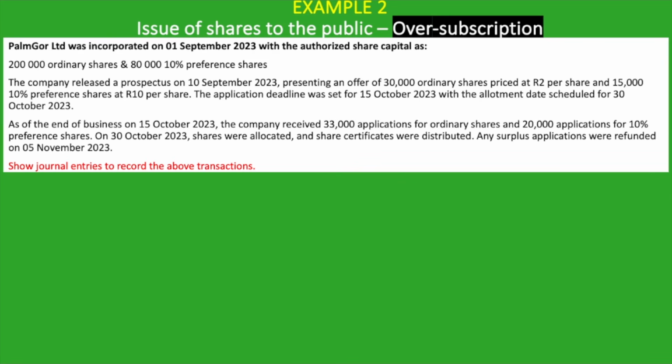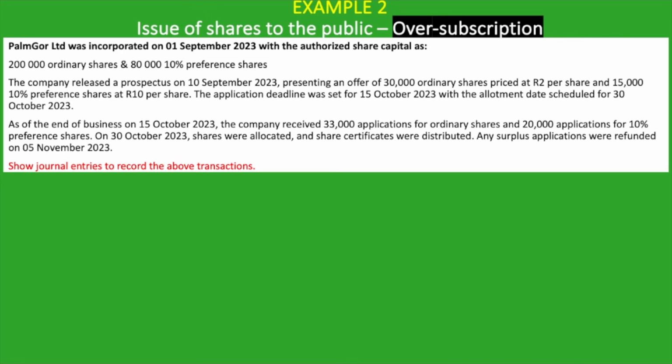All right, hope you've attempted it. Now, when you look at those steps that we had mentioned as to what happens when you issue shares to the public, remember, we're going to follow the dates of transactions. So the first date we're given here is the company released the prospectus on the 10th of September 2023, presenting this offer. So what journal entry do we pass at that point in time?